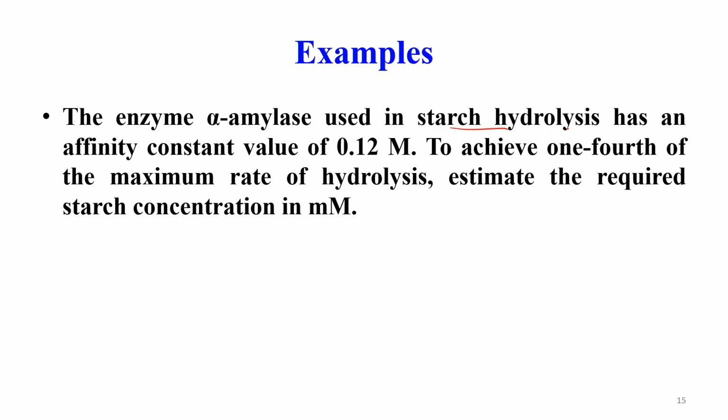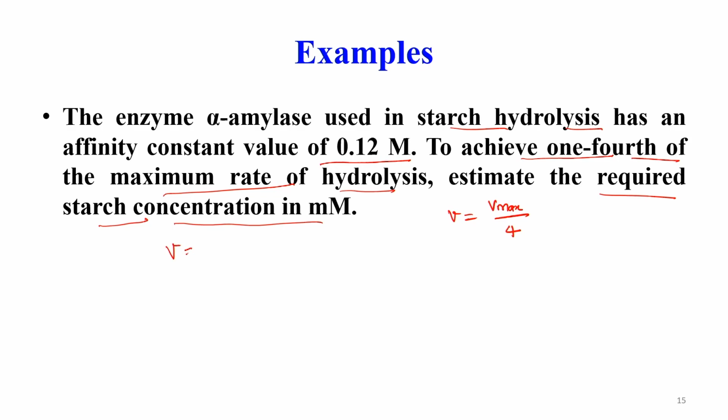Now, following this, we will see one more example here. It says the enzyme alpha amylase used in starch hydrolysis has an affinity value of 0.12 molar, and to achieve 1/4 of the maximum rate of hydrolysis, so it says V equals Vmax upon 4. What you have to calculate is to estimate the required starch concentration. What you have to calculate is the substrate concentration.